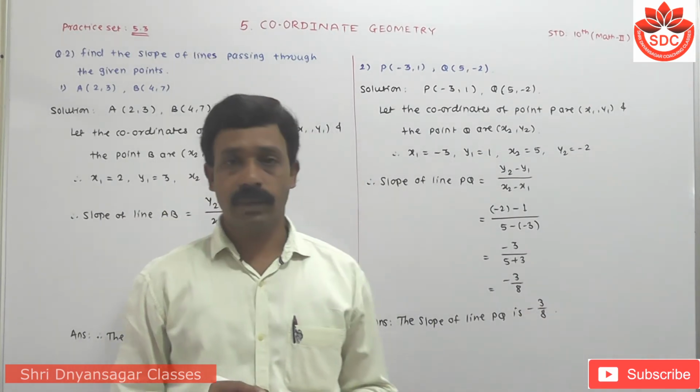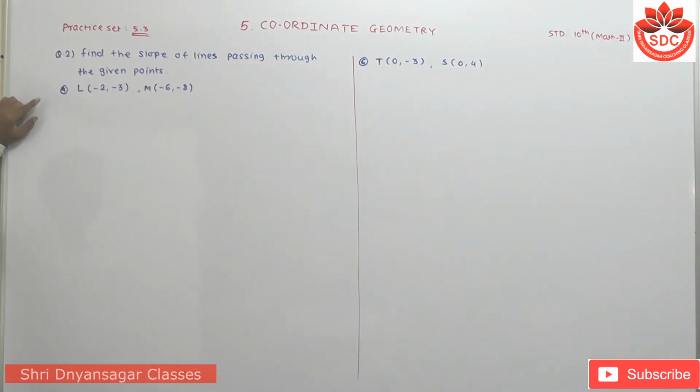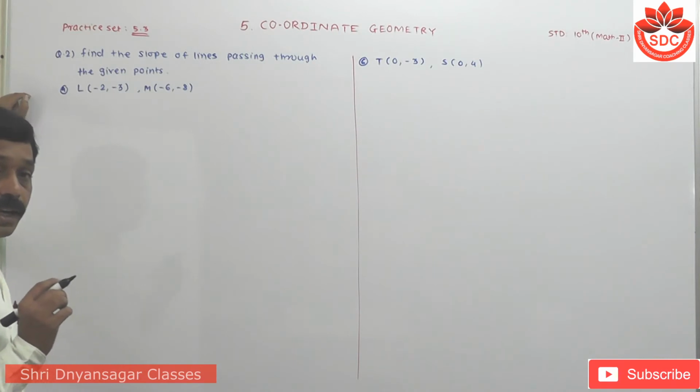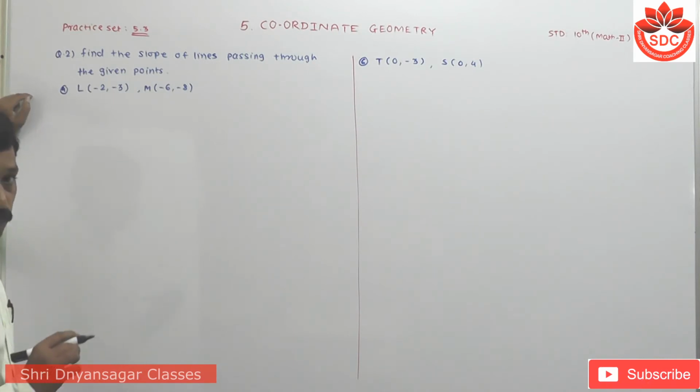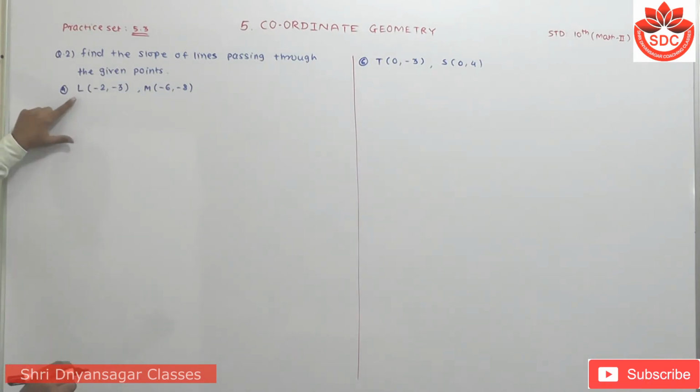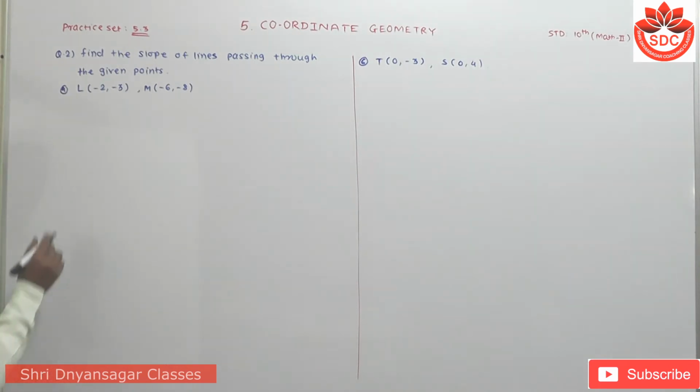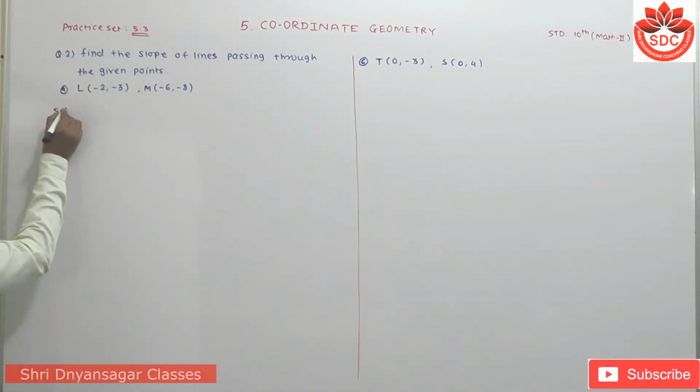Okay, we take the next sub questions. Let's take the next sub question of the second question. Find the slope of the line passing through the given points. I will take sub question numbers 4 and 6 here. Student, sub question numbers 3 and 5 are for your homework. Okay, I will take sub question number 4 here. Here is its solution.